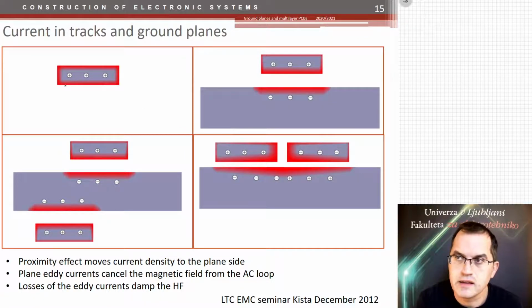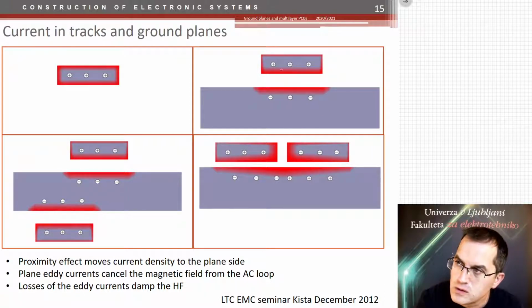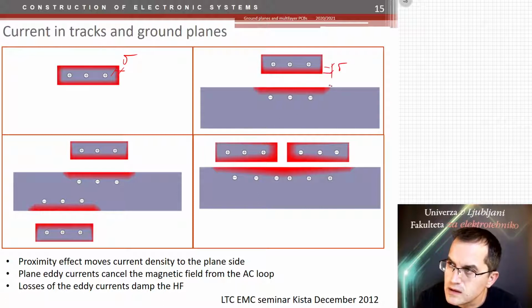So how do the currents flow? In a single line they tend to flow on the surface of the track, right? If you put a track over the ground plane, they actually flow closer to each other because of the proximity effect. This is the skin effect here, the skin depth, delta, and here as well. But the currents tend to flow just below this track because of this proximity effect.